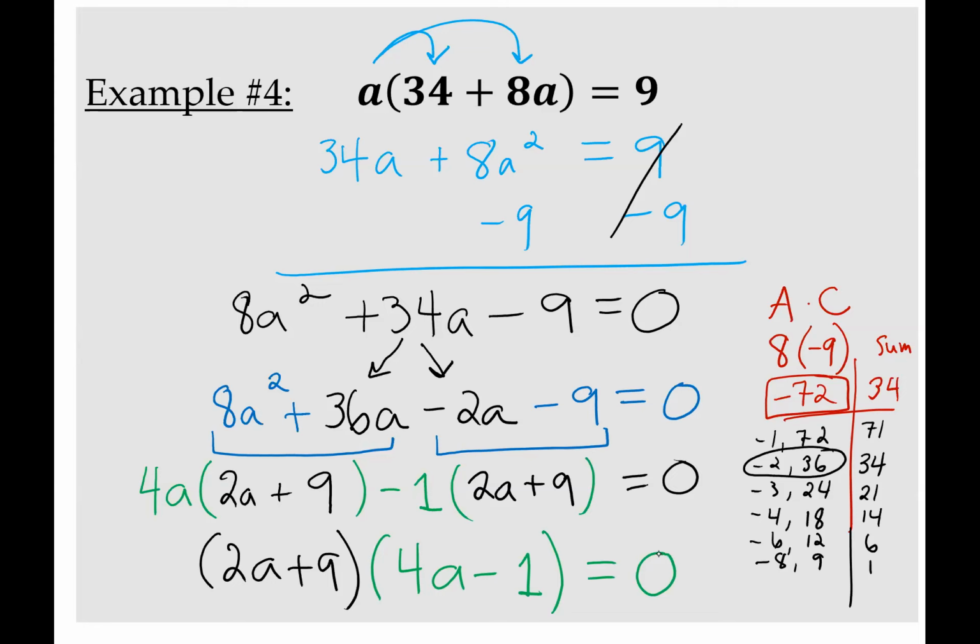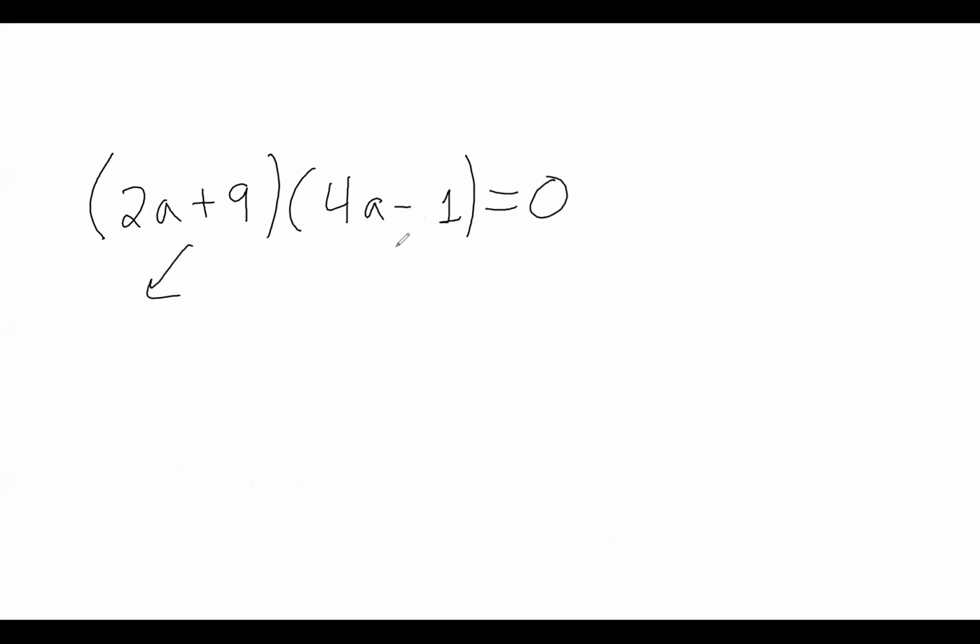Okay, so we made it through the factoring step. That one took quite a bit of work there. Now what we're going to do is set each factor equal to 0. So that's where we get to our two different equations. Just to rewrite a little bit here, the factors that we had: 2a plus 9, and 4a minus 1 equals 0. Each of those will get set equal to 0.